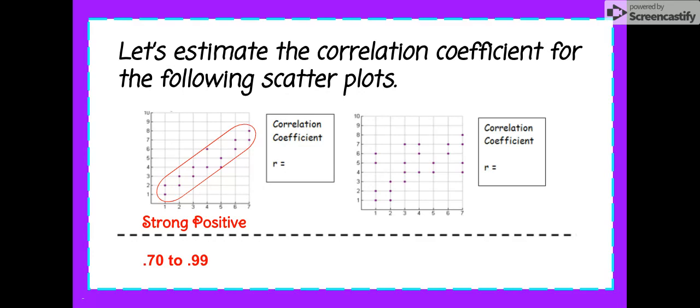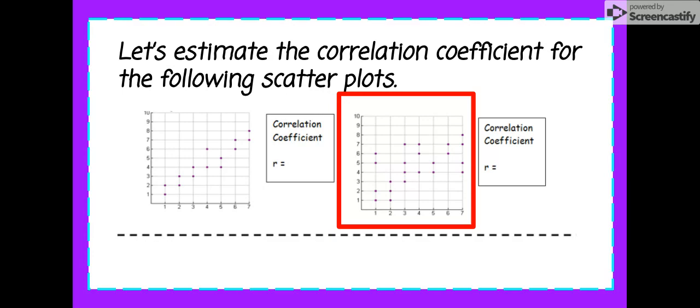So I'm going to pick 0.80. It could be anything. It could be 0.75. It could be 0.95. It's just getting an idea of how to estimate a correlation coefficient. It can't be 0.50 because that's out of the range for a strong positive scatter plot or correlation.